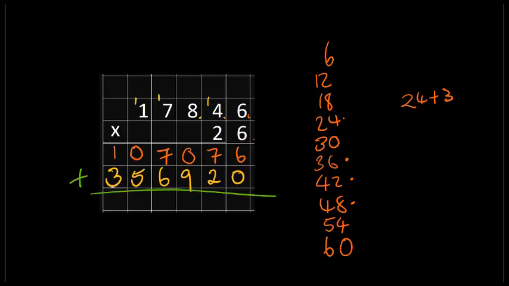Next step is to add them all together. That gives me 6, 9, 9. 6 and 7 is 13. Carry 1 over. 6 and 4. That's your final answer.